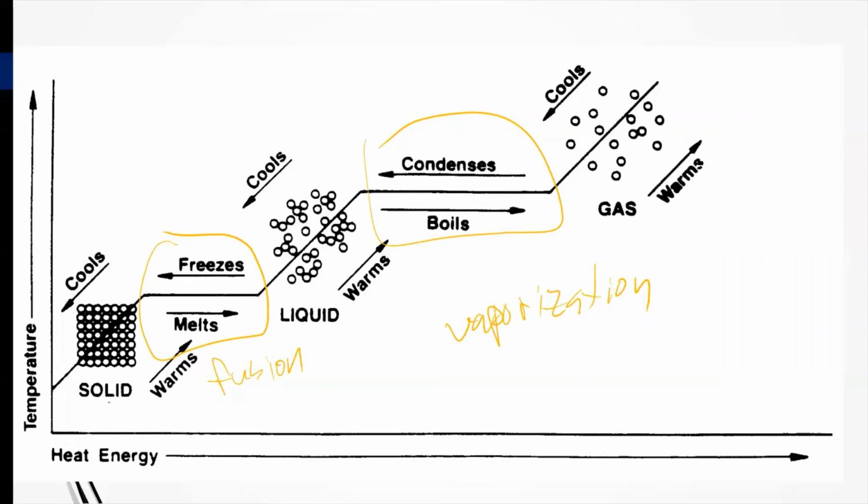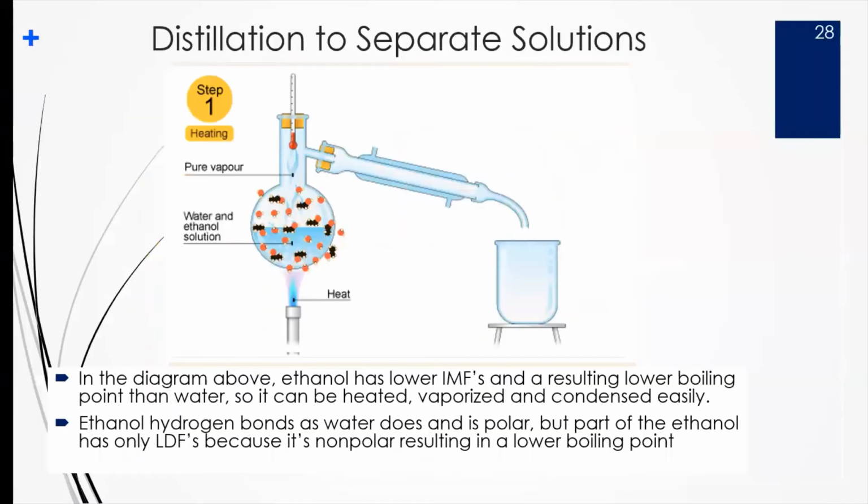Now, the reason why this is an important part is we can use it to separate out materials. And so distillation is one way that it can be used. When we distill things, what we do is we slowly heat a mixture. In this case, this could be water and ethanol. As long as the two compounds have different boiling points, we're going to be able to separate those solutions from one another. So ethanol has lower intermolecular forces, and so it has a lower boiling point than water.